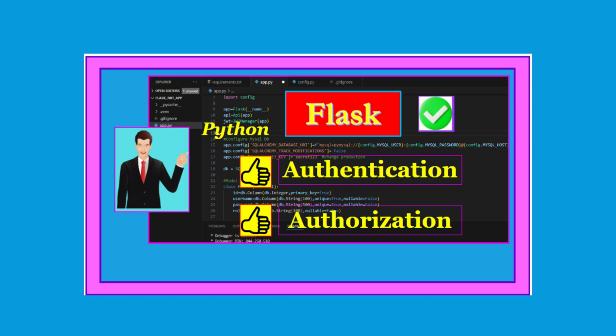We are also going to implement role-based authorization to access protected resources for specific roles only. By the end of this video, you will have a solid understanding of how to implement authentication and authorization for our Flask app using JWT tokens.